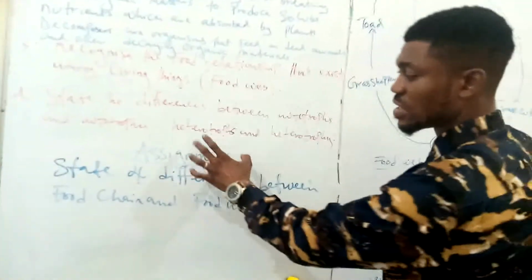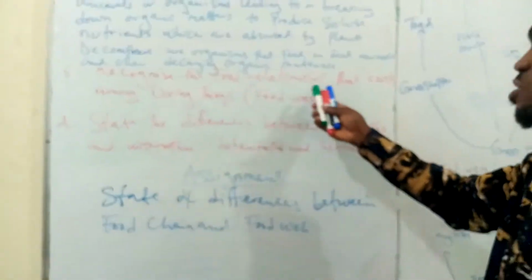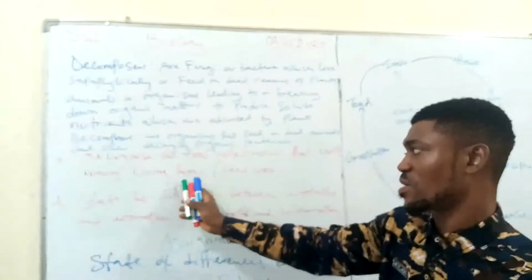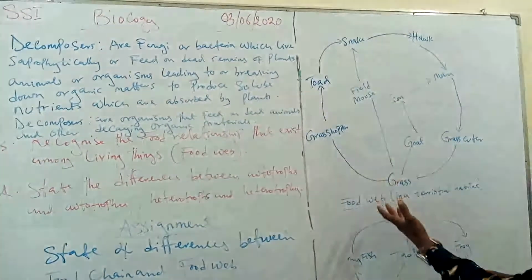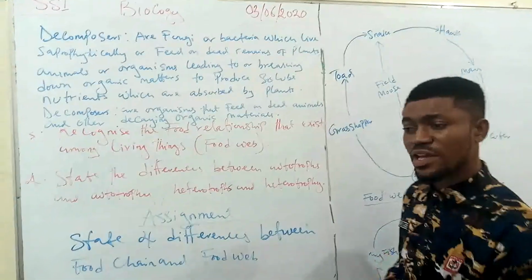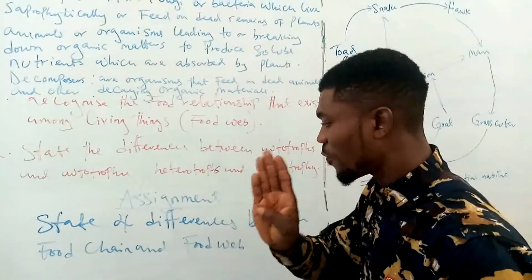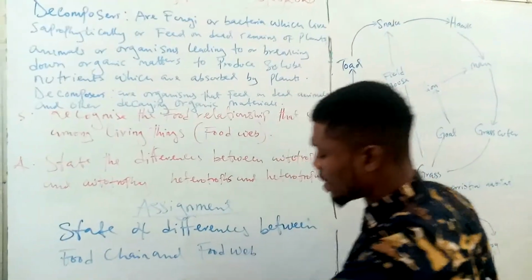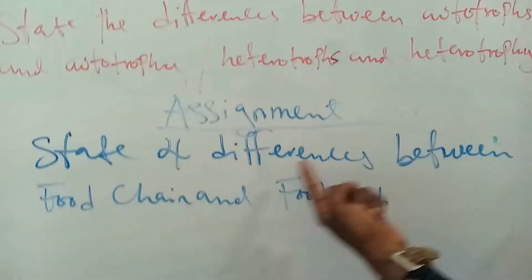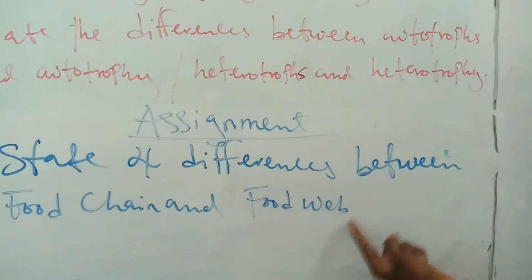I'd love you to do this assignment for me, because we've been able to recognize the food relationship that exists among living things as a food web, and we also have the food chain as described in this diagram. Now I need you to state four differences between food chain and food web.